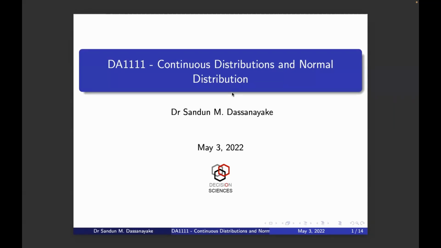Right, now I'm going to start this with a little bit of a discussion on discrete and continuous distributions. Now I want to know whether you understand the difference between a continuous distribution and a discrete distribution. Right, so let me take my notes.